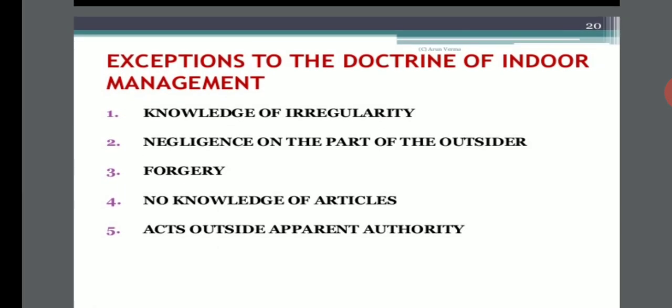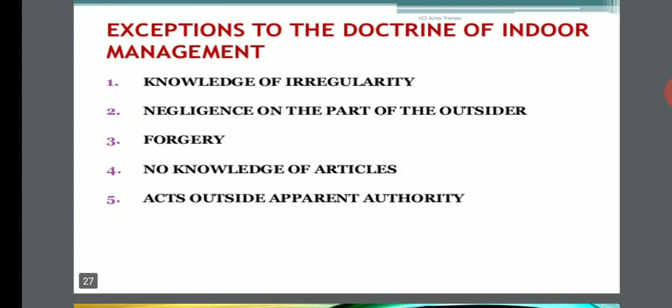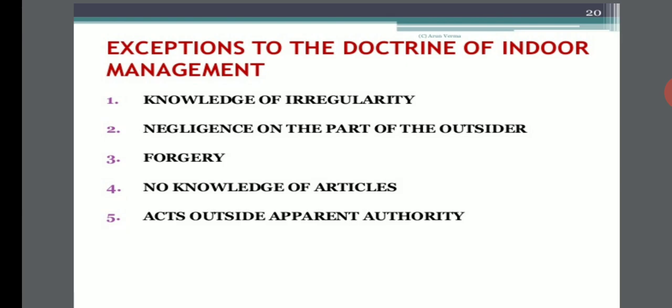Now, what are the exceptions to the doctrine of indoor management? Knowledge of irregularity. If there was knowledge of irregularity, then one cannot say in defense that it is the doctrine of indoor management and the company was responsible for its own business. Negligence on the part of the outsider. So, if there is negligence on the part of the outsider, you cannot take this exception. Forgery. In case the outsider or company officials go for any forgery, then also there is no exception. This is an exception to the doctrine of indoor management.